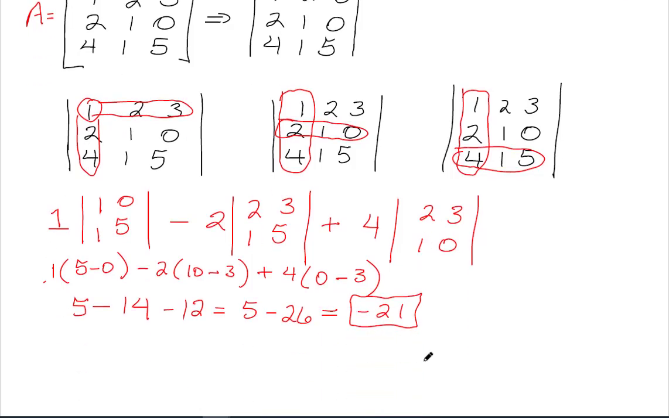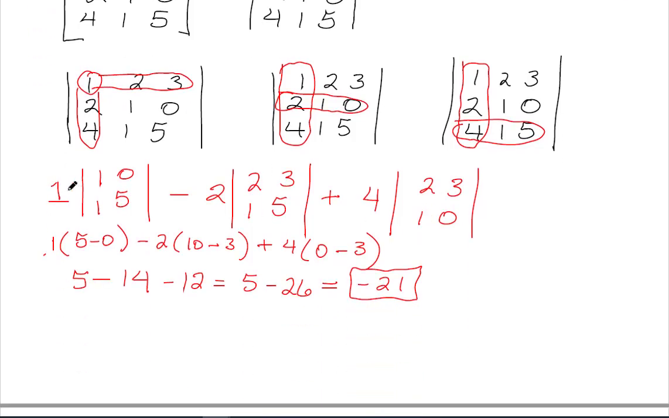So from there, we just do each of the 2 by 2s. So 5 minus 0, 10 minus 3, 0 minus 3. So 5 minus 0 is 5, 10 minus 3 is 7, 7 times the minus 2 is a minus 14, and 4 times minus 3 is a minus 12, so I get a number that's minus 21.